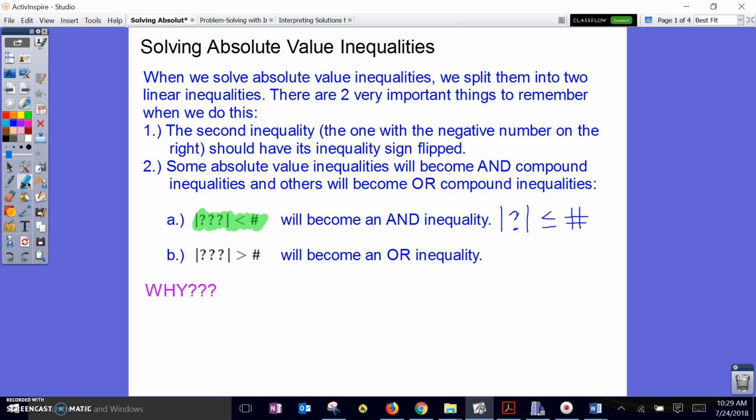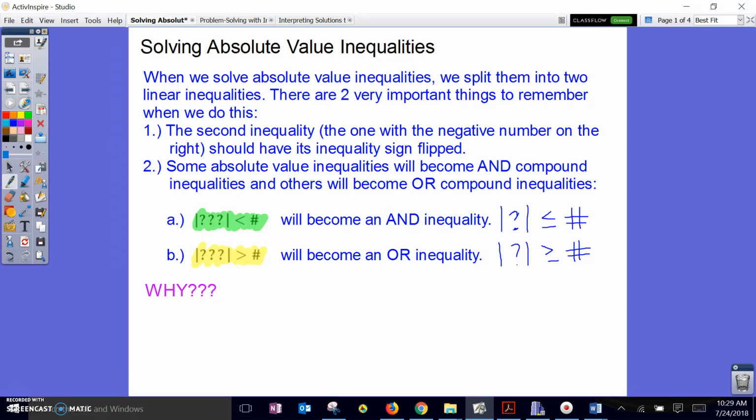And when we have absolute value of something is bigger than a number, that's going to become an OR inequality. And that also holds true for when we have the absolute value of something is greater than or equal to some number. Now, why is this the case?